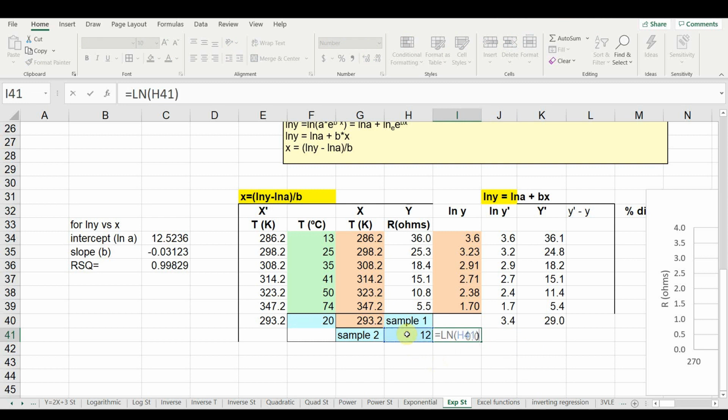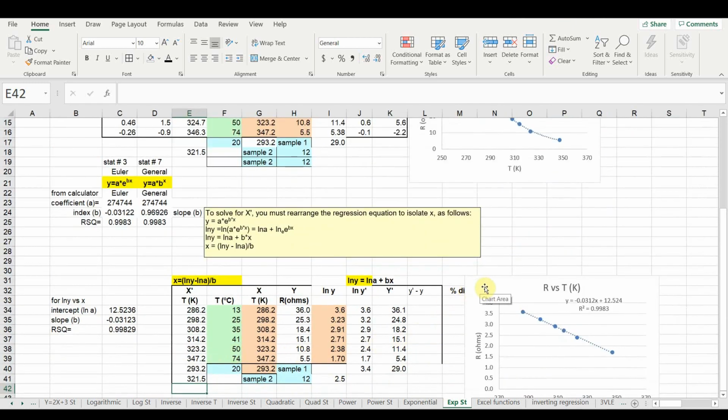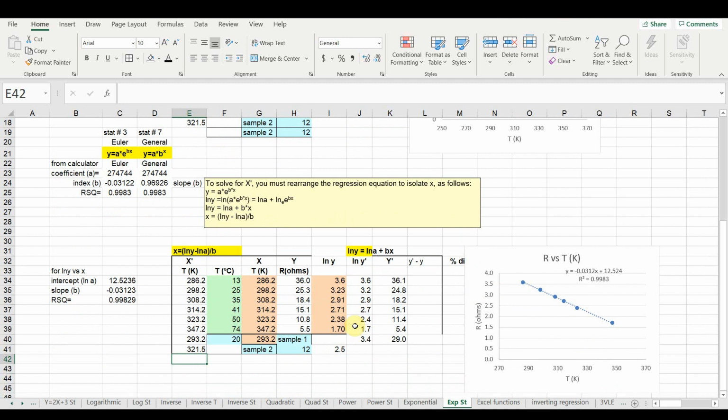So the ln of 12, there it is now, we'll use that, equals bracket the ln of y minus ln of A, here it is, close bracket, divided by B. I'm not going to put absolute references because I'm not dragging these, 321.5, and yes, that looks good. Alright, so that's it. This worked quite well, and that kind of wraps up our treatment of regression of all the various types of data. Next we'll move on to solving linear equations and quadratic and polynomials and differentiation integration on the Sharp calculator.